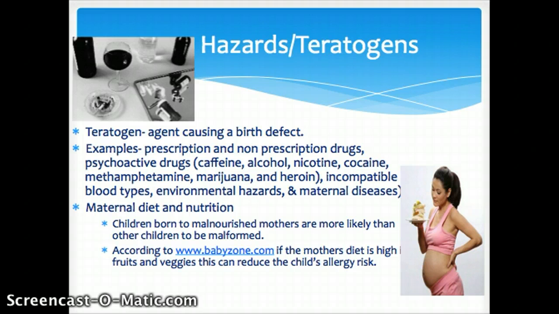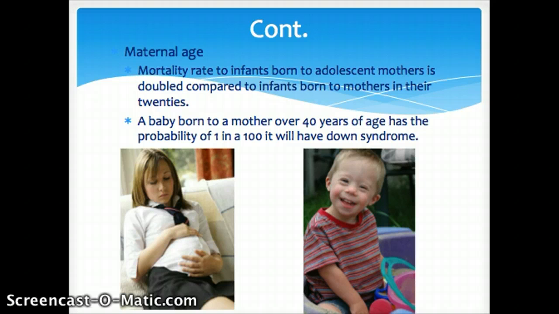According to www.babyzone.com, if the mother's diet is high in fruits and veggies, it can reduce the child's allergy risk. The age of the mother plays a role in the health of the child as well. The mortality rate of infants born to adolescent mothers is doubled compared to the infants born to mothers in their 20s. A baby born to a mother over 40 years of age has the probability of 1 in 100 that it will have Down syndrome.